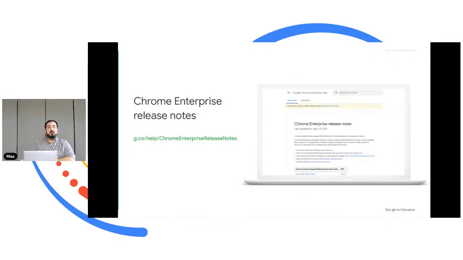Now, you might be curious where you can go to learn more about all the policies and the new things that we're adding over time. So if you just search for Chrome Education Release Notes or Chrome Enterprise Release Notes, you'll find a page that we update every 6 weeks with all of the latest and greatest features, including the specific new policies that are in Admin Console. You can sign up to get these updates in your inbox.